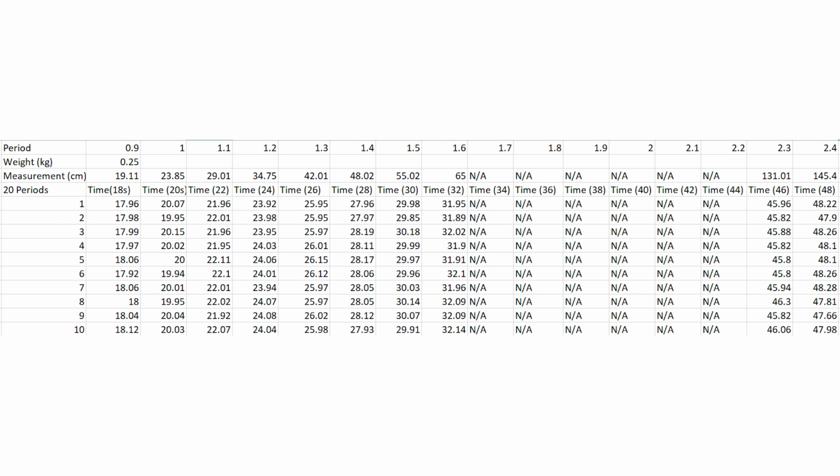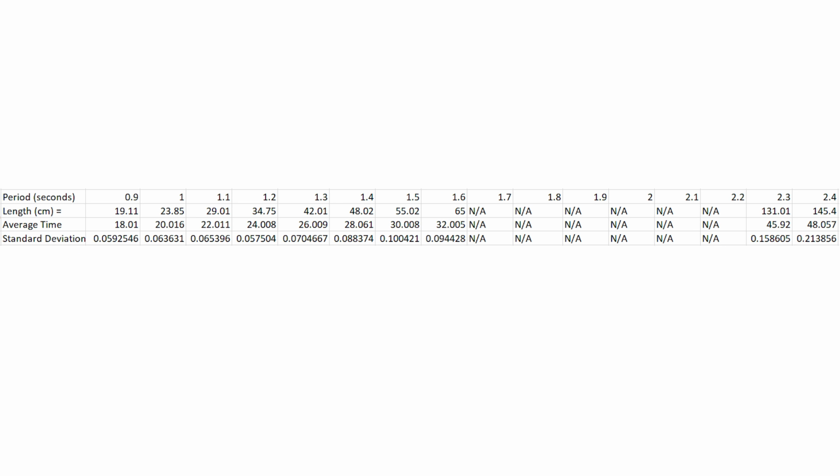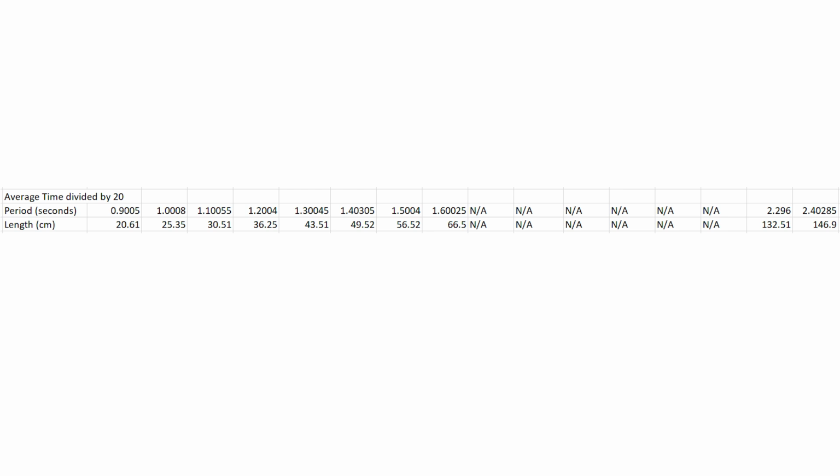I know this is pretty complicated, so here's a set of our average periods. But in order to find the acceleration of gravity, we couldn't use our total period, which was 20 oscillations. We only wanted the period of one oscillation. So we had to take our average time and divide it by 20 to get the time for one oscillation. And that's what you see here, paired up with all of the measurements we took from the start of the string to the center of the mass.